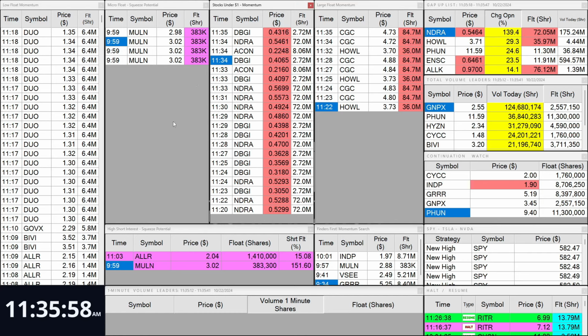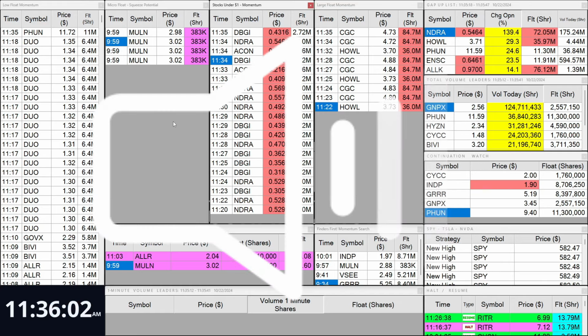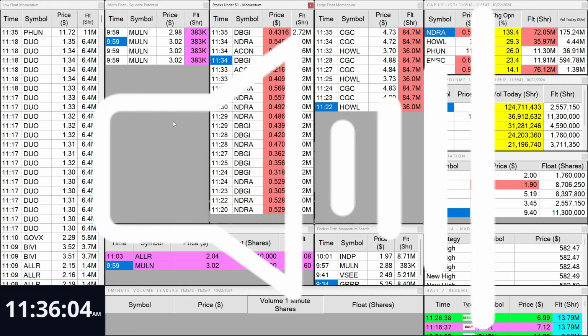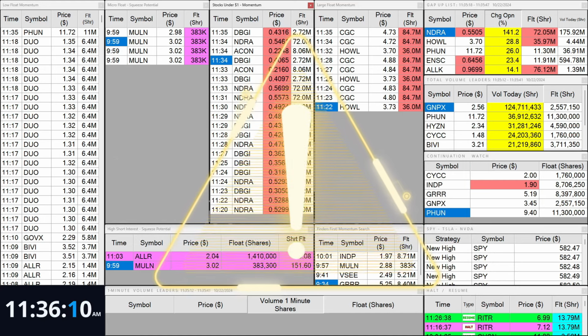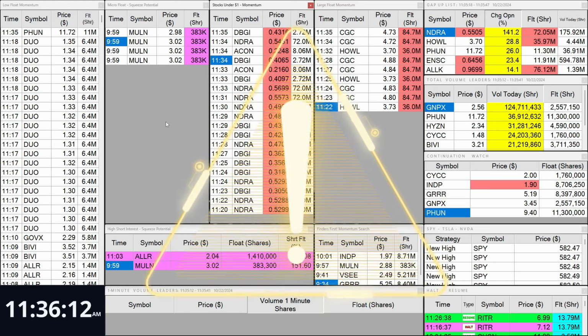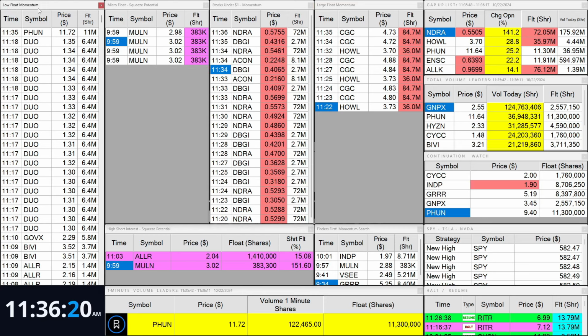Now we've got sound alerts here. Now I've got the sound alerts turned off for this video. I've got scanners running right now, so I don't want to have it just blaring off every 2 seconds, but we do have sound alerts for all of these as well. So whenever something comes through on one of these scanners, well, we're going to get the sound alert as well. PHUN just gave the alert here, 11:36, 11:35. So that's now giving us fresh alerts on PHUN, our low float momentum scanner.